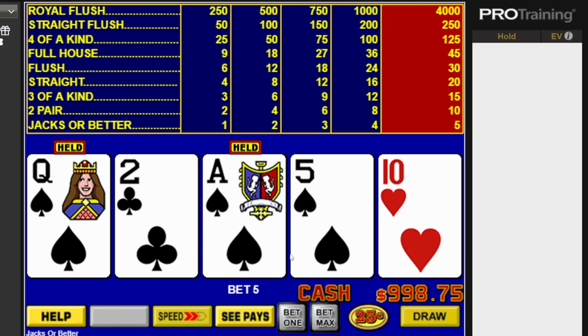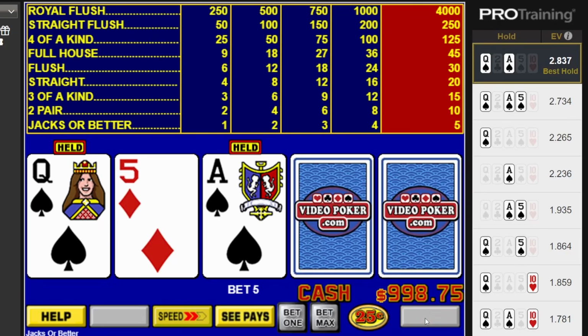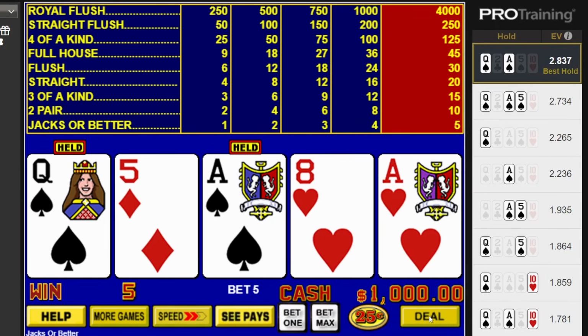And we're going to do ace queen of spades. Do I keep the 5? I'm going to say no in this mode, as I'm trying to get the straight flush or the royal flush. We hit the ace, money back.